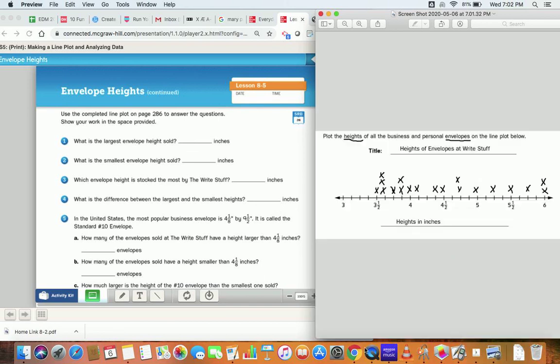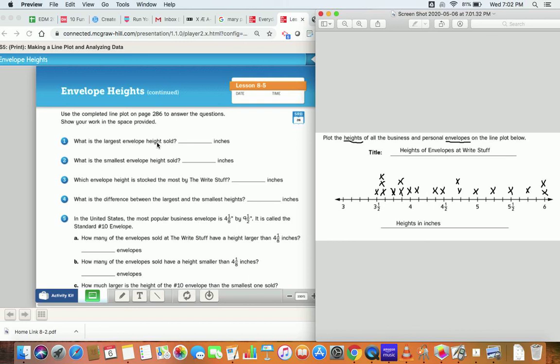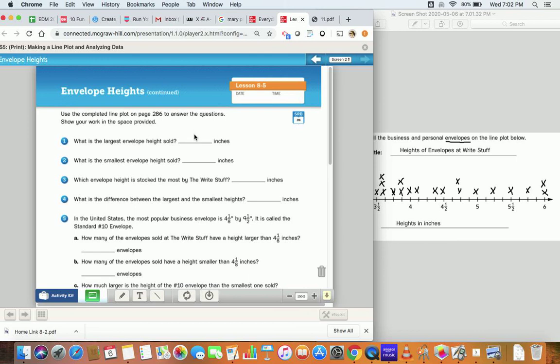So it says, what is the largest envelope height sold? Okay, so we're not looking at the number of X's, we're looking at which envelope is the biggest. What's the largest size envelope they have? Well, they have one or two different envelopes that are 6 inches. So the largest one would be a 6-inch envelope. So that's what would go here.